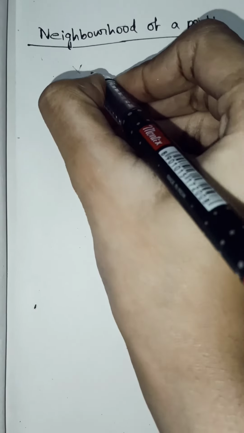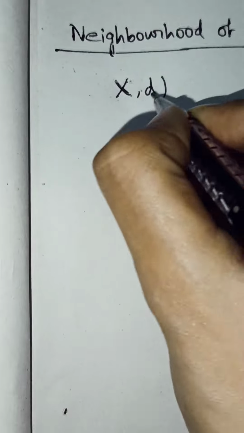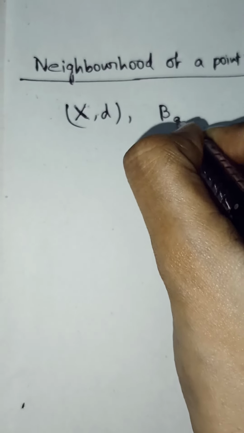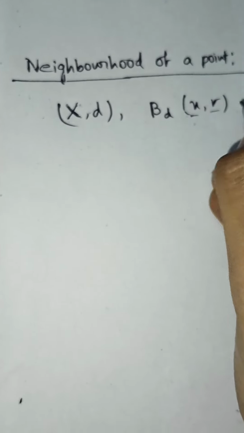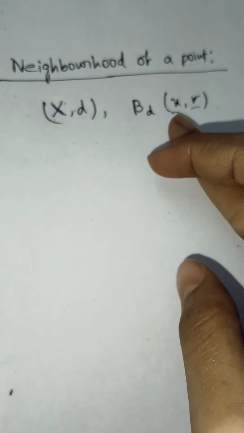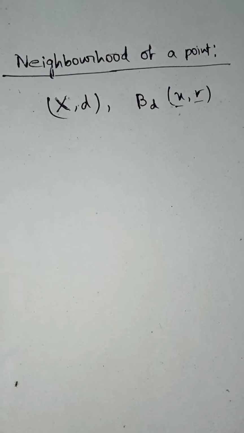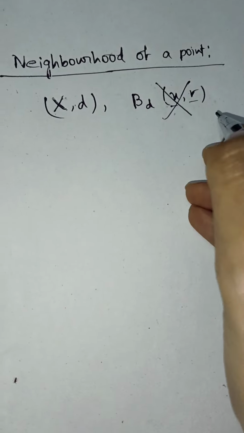In a metric space (X, d), an open ball B(d)(x, r) centered at x and with radius r is typically said to be a neighborhood of the point x. But in the case of topological spaces, this doesn't work out.